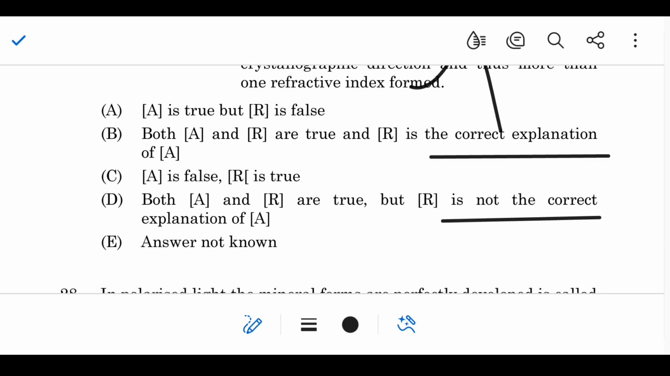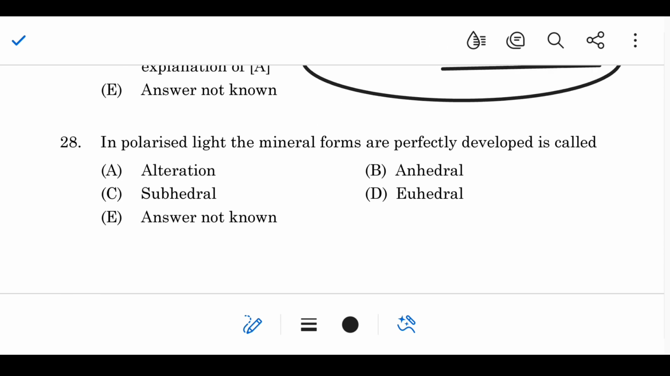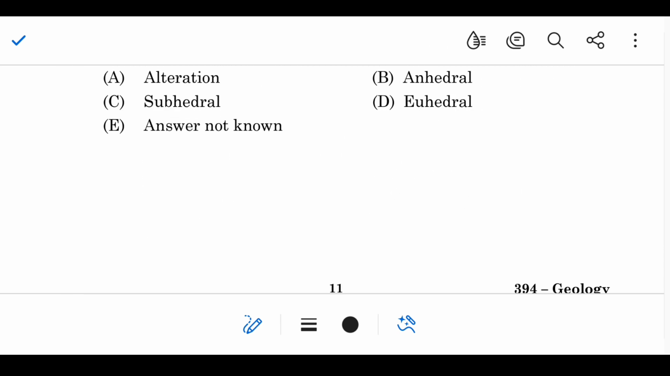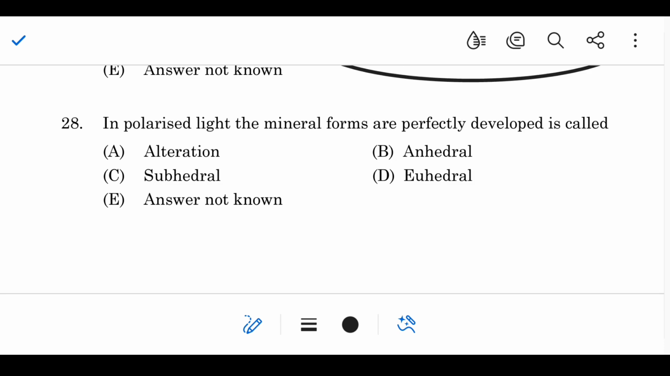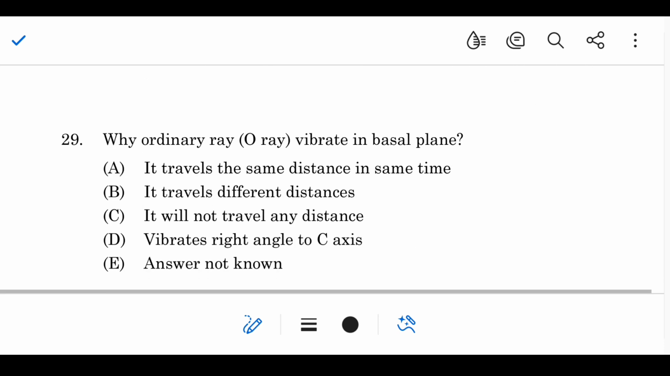So the correct answer is: A and B are true, but B is not the correct explanation of A. Okay, next one. In the 28th question, in polarized light, a mineral formed or perfectly developed is called euhedral. Okay, 29. Ordinary ray vibrates in the basal plane.